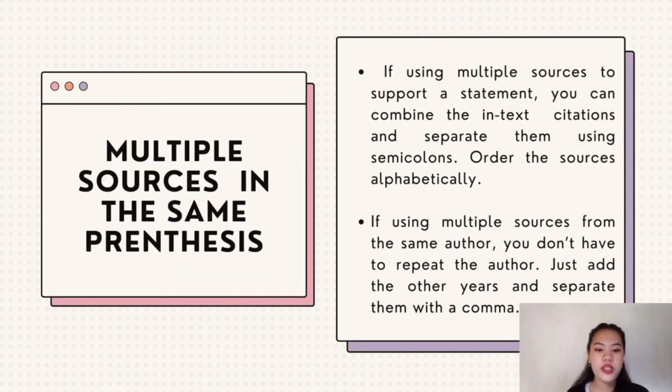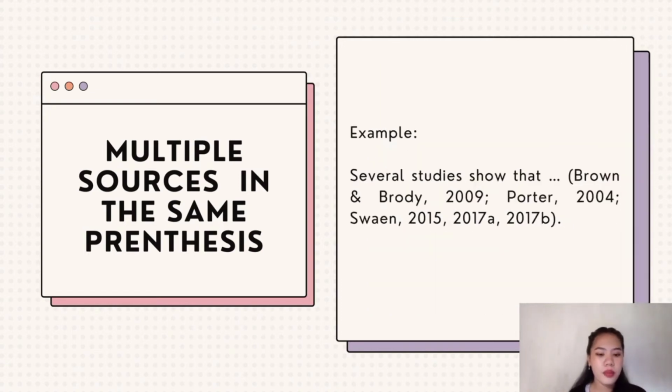So next is the multiple sources in the same parenthesis. If using multiple sources to support a statement, you can combine the in-text citations and separate them using a semicolon, and then order the sources alphabetically. If using multiple sources from the same author, you don't have to repeat the author's name. You just need to add the publication years and separate them with a comma. So here, if you are using a lot of sources, you can just cite them using the in-text citation style, and you just need to put a semicolon after the publication year per author in order to separate them. So we have here an example.